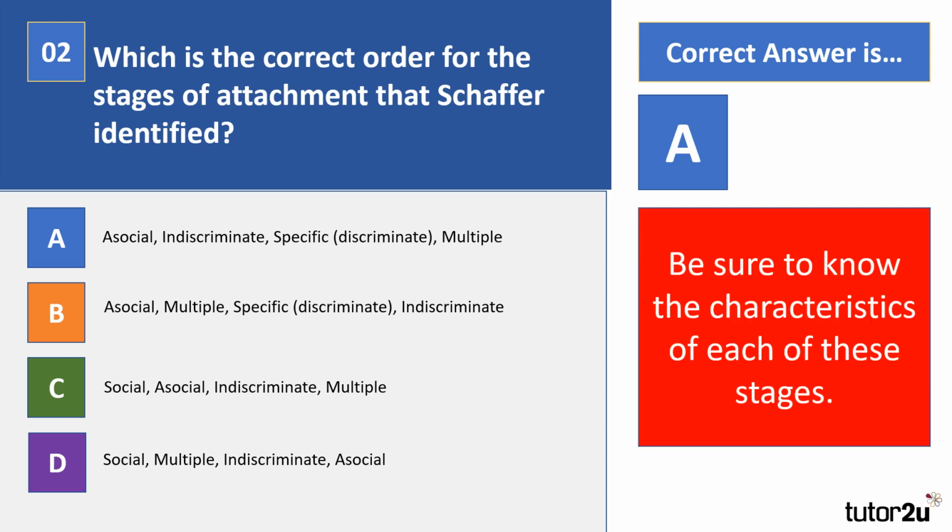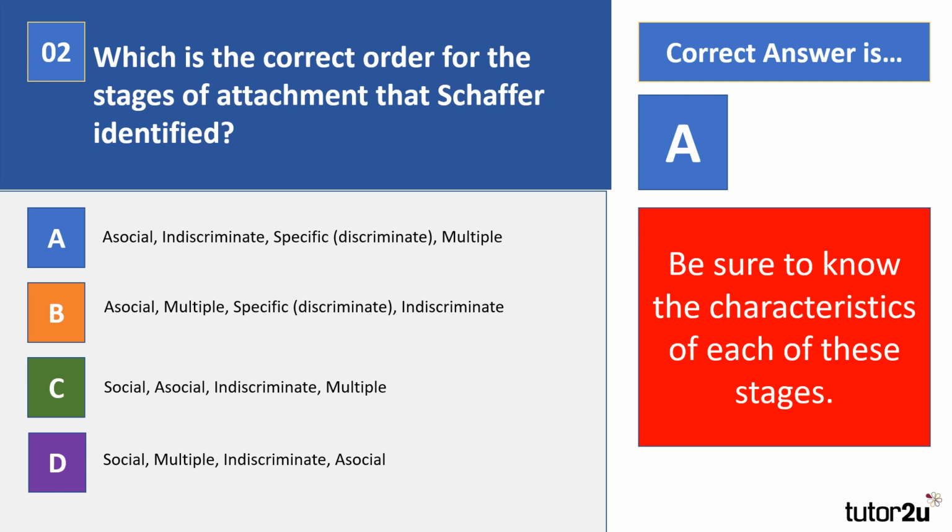Now, what's important with these stages of attachment is to know the characteristics of each stage, in terms of what it is. So with the asocial stage, that's birth to 2 months, and what infants tend to do here is show a similar interest in humans and objects. By the end of this stage, they do start to show a preference for faces and eyes.